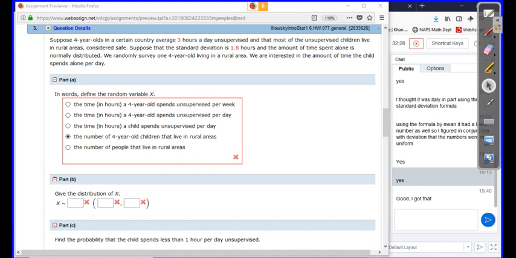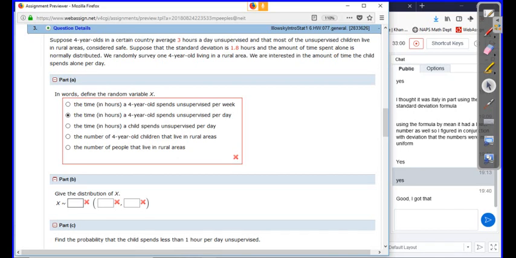And then there's the number of 4-year-old children that live in the rural areas, and the number of people that live. So it says 4-year-olds in a certain country spend an average of 3 hours a day unsupervised. That's the description right here, and we're talking about 4-year-olds, and how many hours each day they're unsupervised. Right? And they say this is from a normal distribution.